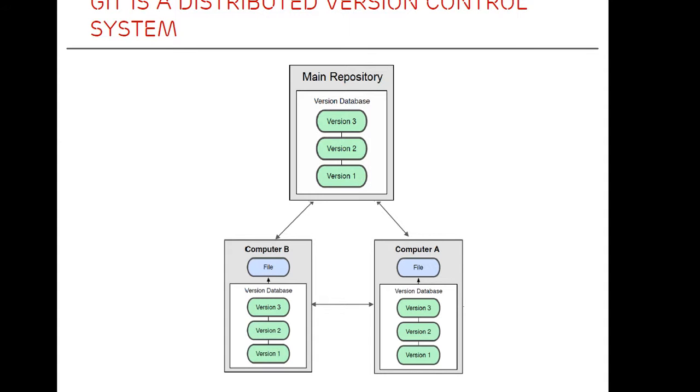Next topic: why is Git called a distributed version control system? A distributed version control system is a decentralized version control system in which many developers can work on the same repository at a time and do their commits.